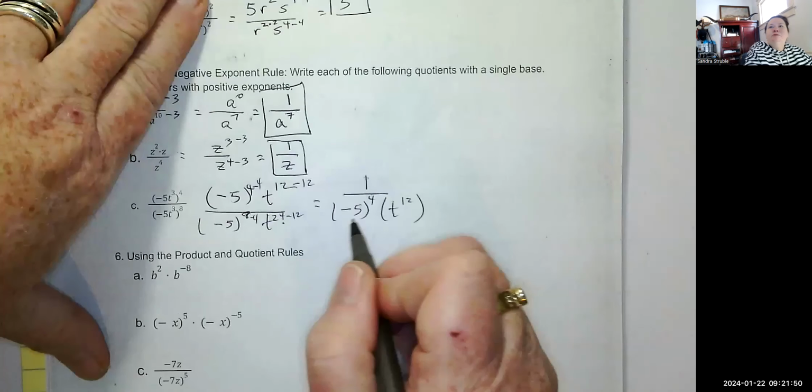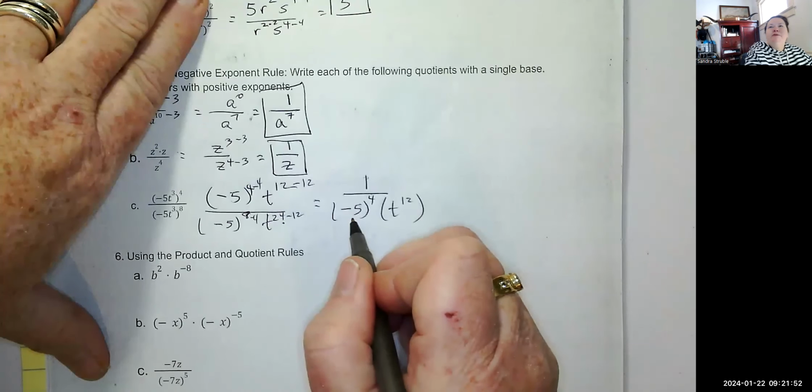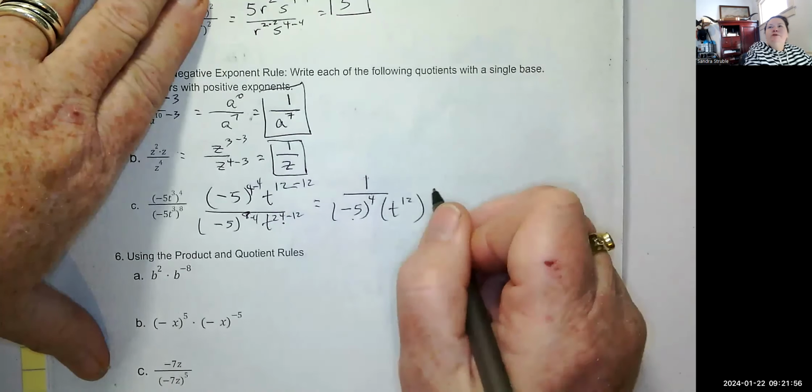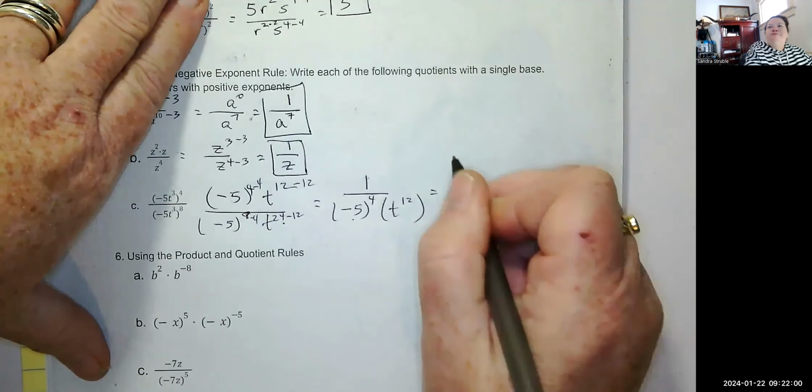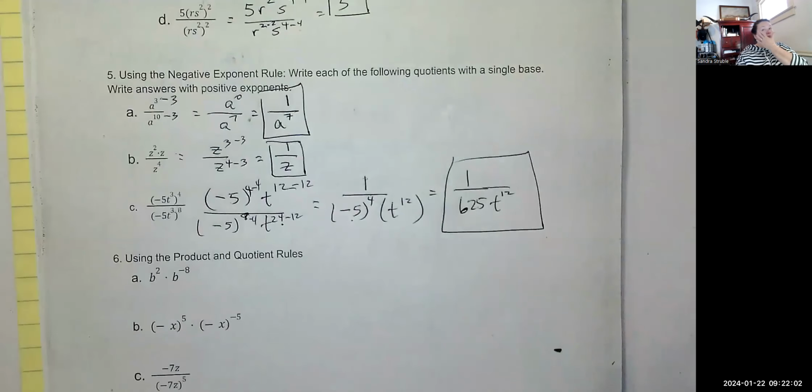All right, so this would be -5 times -5 is 25. 25 times 25 is 625. So that's 1 over 625 t to the 12th. That's how I would answer that.